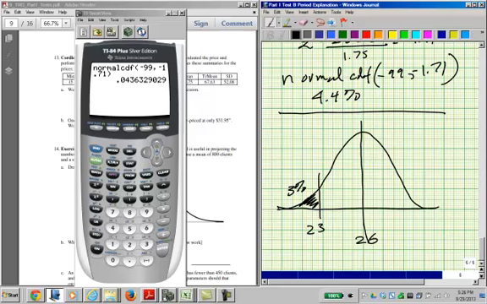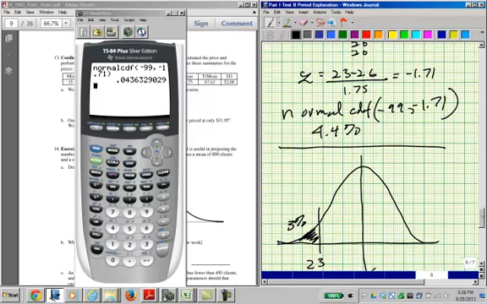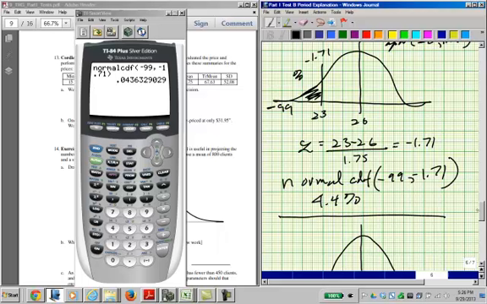Now let's think about our formula. What does this mean? Well, z equals y minus mu over sigma. So the smaller that sigma is, the bigger that z is going to get. There's an inverse relationship between the size of sigma and the size of z. So here with a standard deviation of 1.75, a thickness of 23 is going to occur over 4% of the time, 4.4%.